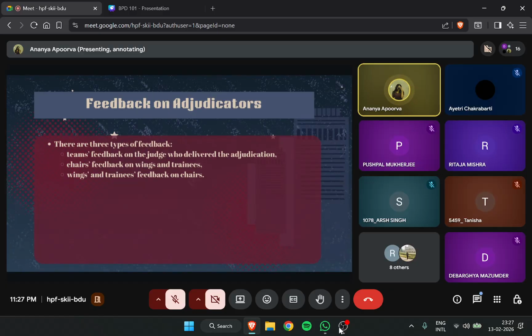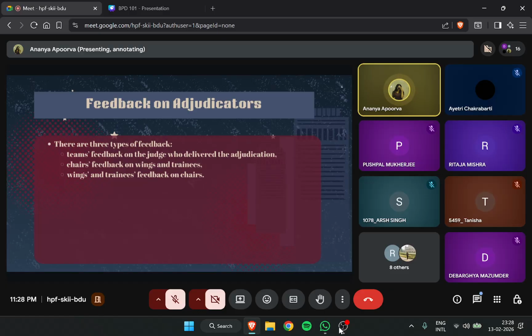Now, in BPDs, there are three types of scorings or three types of feedbacks that are provided. One is teams' feedback on the judge who delivered the adjudication, who in most normal cases is the chair who delivers the adjudication. So the first kind of feedback is the feedback from teams on the judge or on the chair who delivered the adjudication.